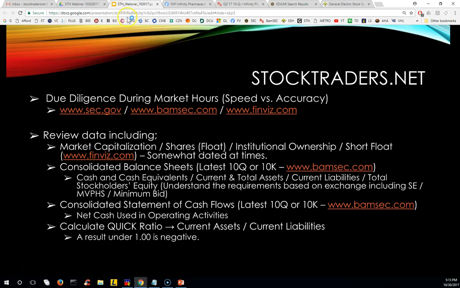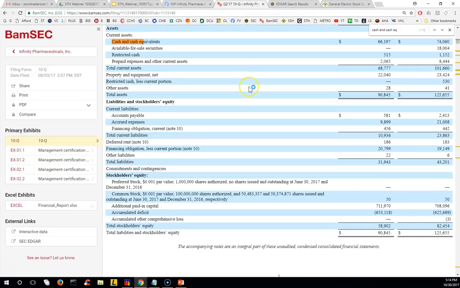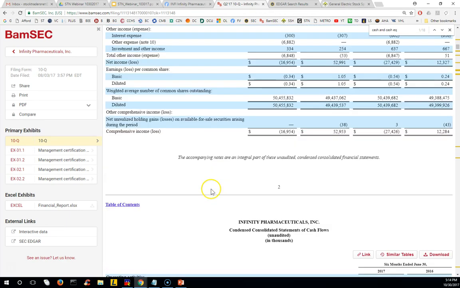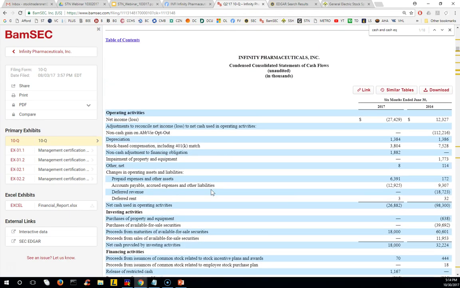You'll see that I use this acronym quickly here, MVPHS. That's the market value of publicly held securities. And most of you are familiar with minimum bid requirements of at least $1 over the preceding 10 days. So let's go back to the balance sheet. And now we're looking at the consolidated statement of cash flows. And here we are. You'll notice that the layout of 10Qs and 10Ks are very similar across companies.